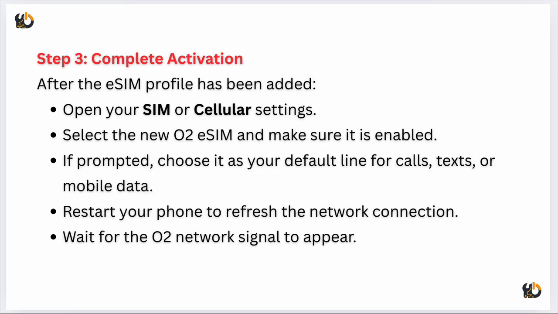Step 3. Complete activation. After the eSIM profile has been added, open your SIM or cellular settings and select the new O2 eSIM and make sure it is enabled. If prompted, choose it as your default line for calls, text or mobile data. Now restart your phone to refresh the network connection and wait for the O2 network signal to appear.